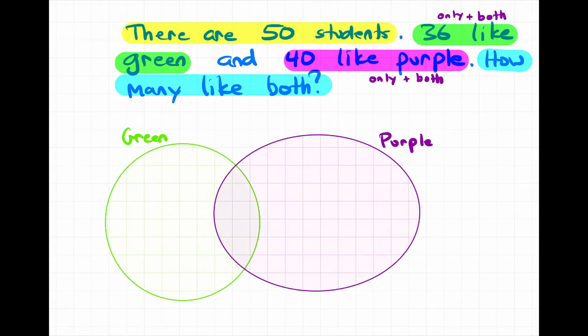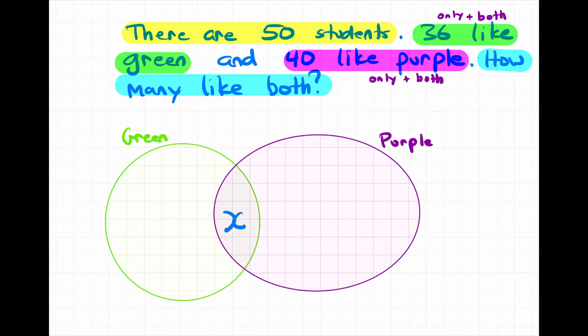Now we could use a variable like b for both, but you got to be careful that that doesn't start looking like a 6. So one of the most common variables to use is an x. And again, with the x, you got to be careful that you don't do an x like that, because that looks like the multiplication sign. So how would I make an x as a variable? I do a backward C and a forward C, and you sort of have this curved little x. So that means an unknown number of people like both.